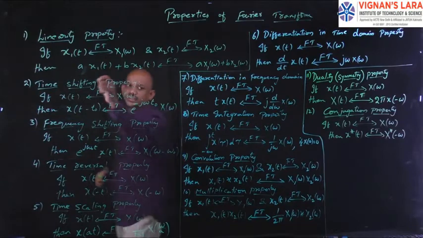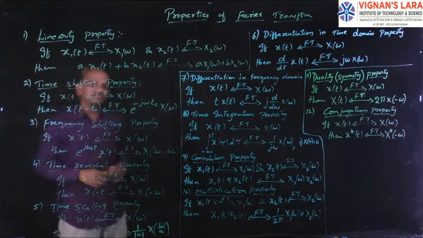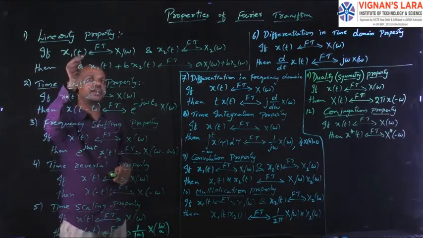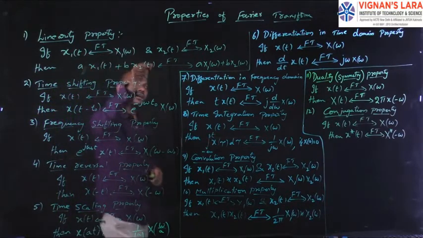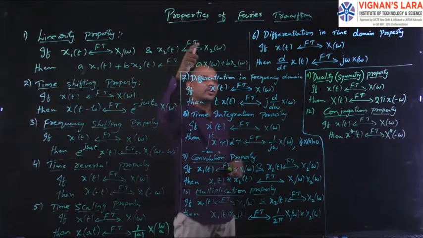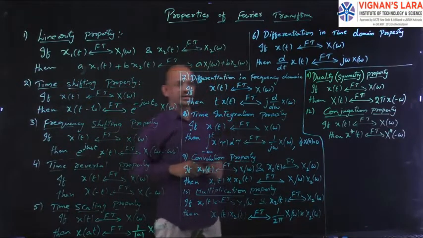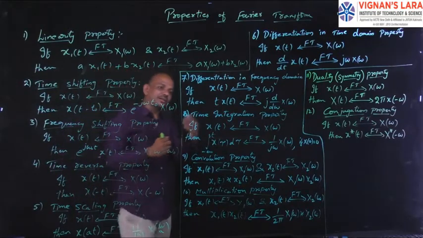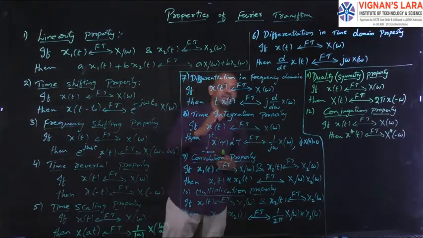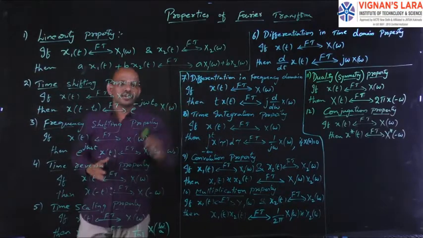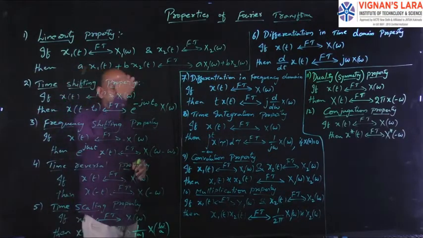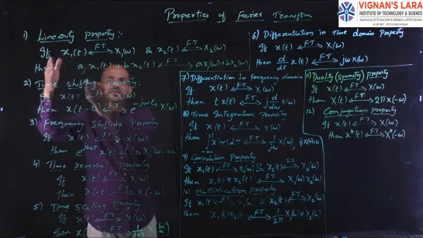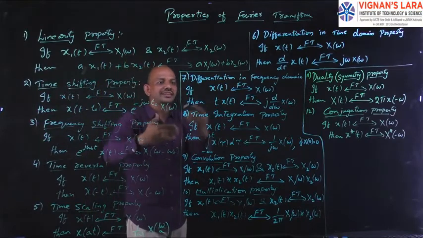So x1 of t has a Fourier transform capital X1 of omega. Here the small x1 of t has a Fourier transform capital X1 of omega, and small x2 of t has a Fourier transform capital X2 of omega. While I am reading, I won't say small x1 of t and capital X1 of omega each time; I will just read x1 of t and X1 of omega. I read like small x1 of t because in the time domain we use small letters and in the frequency domain we use capital letters.